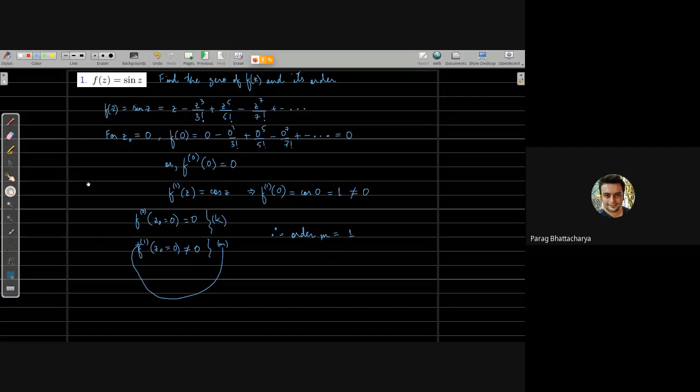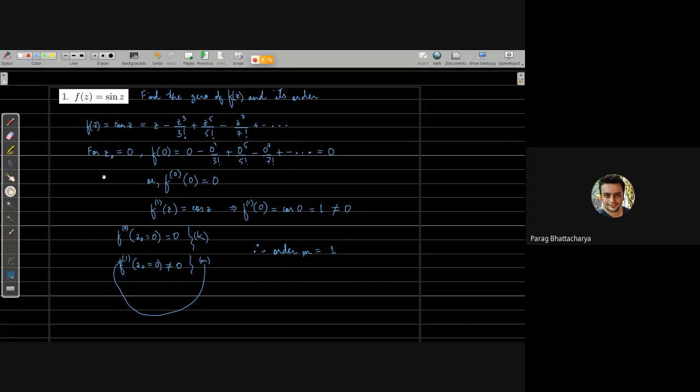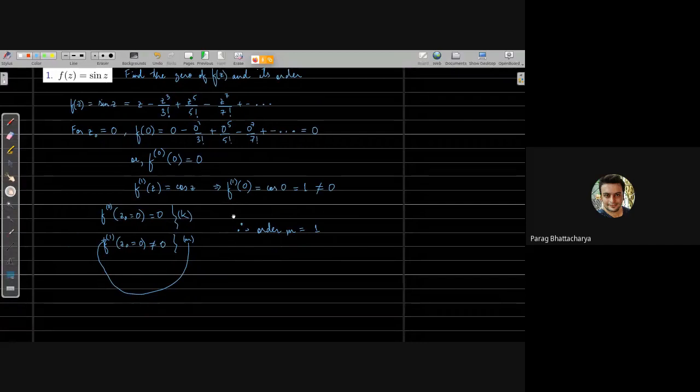Yes, sir. So for the first problem, f of z equal to sine z, the order is 1. Let's take an example where the order is not 1. So I'll take the third problem. The third problem is a case where the order is not 1. So let me take this one.